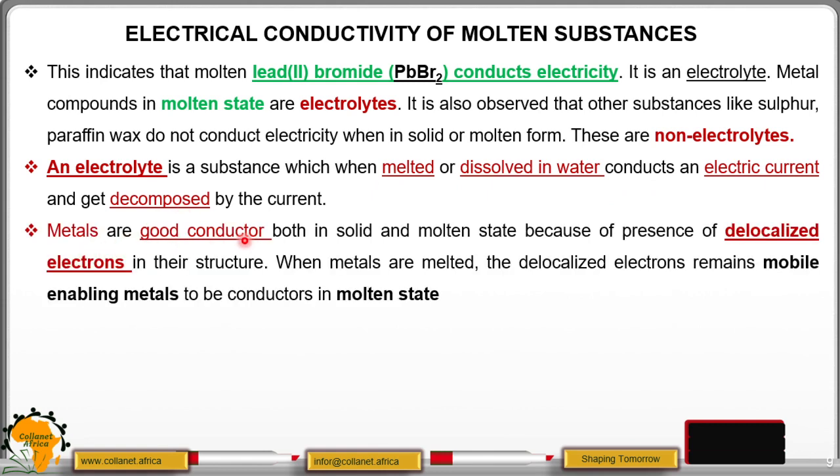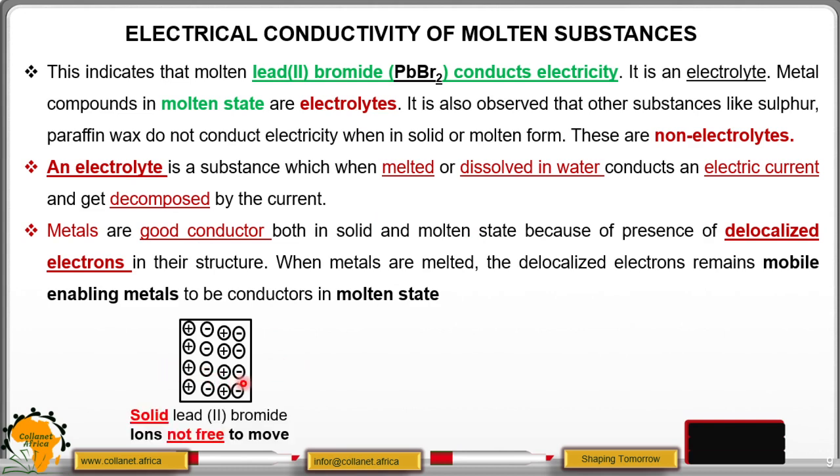Metals are good conductors, both in solid and molten state, because of the presence of what we call delocalized electrons. And we also noted graphite, which is a non-metal, also contains delocalized electrons in its structure. When metals are melted, the delocalized electrons remain mobile, enabling metals to be good conductors in molten state. But molten metals cannot be called electrolytes because they don't get decomposed.